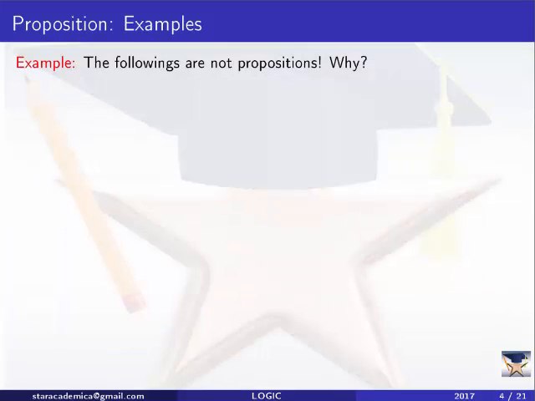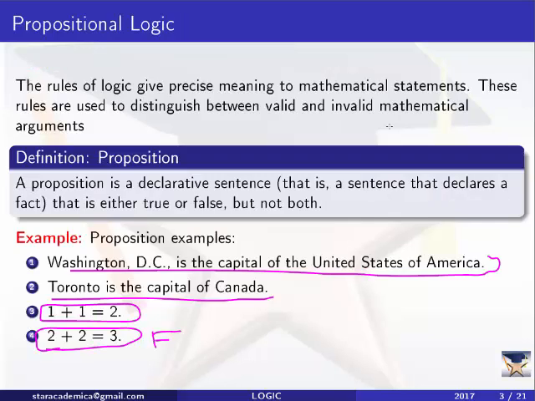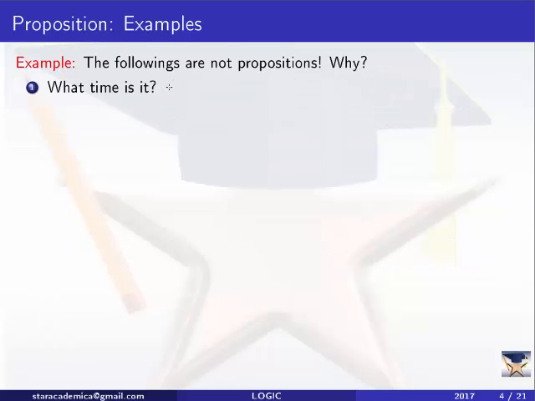The following are not propositions, and let's see why. So, if you write down a sentence, it doesn't mean that you are going to write down a proposition. What time is it? Okay, so is it true? Is it false? We cannot say. So it's just a question sentence. So this is not a proposition. Read carefully. Also is not a proposition.